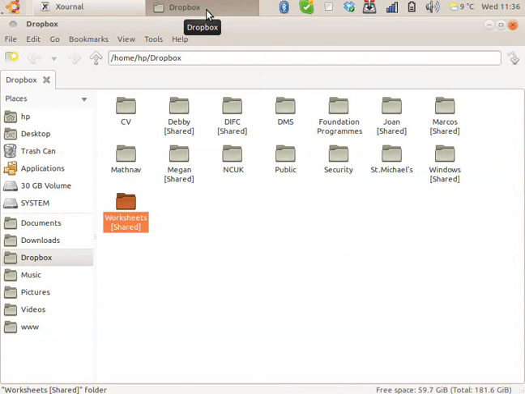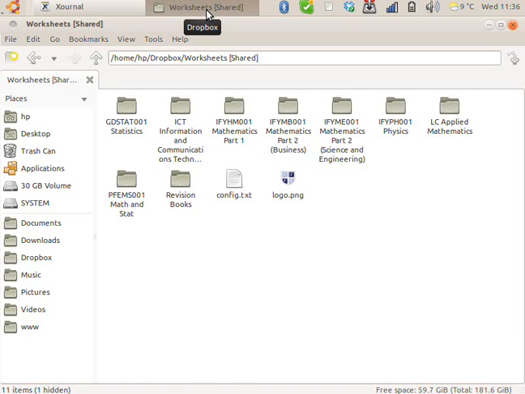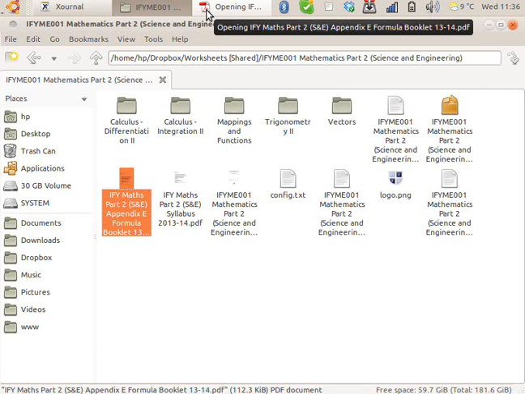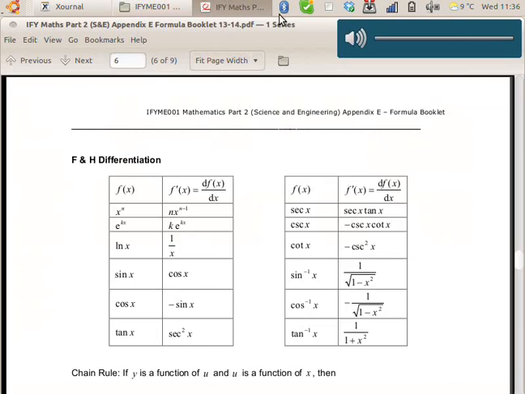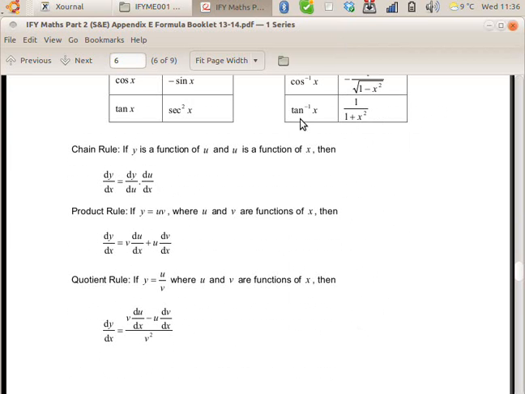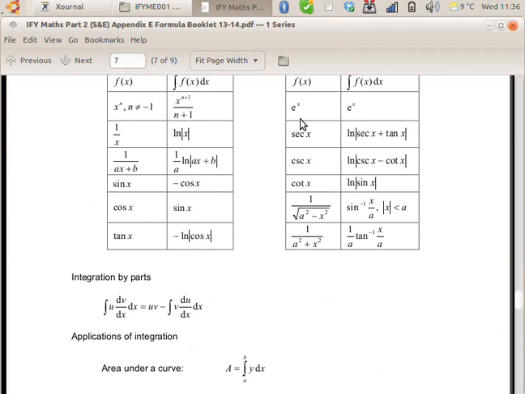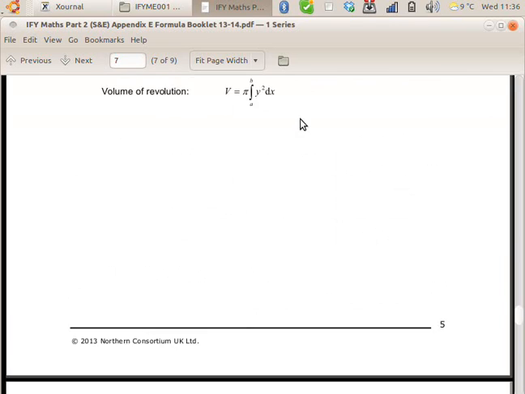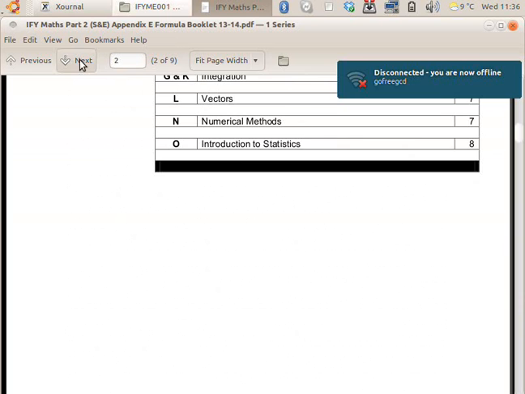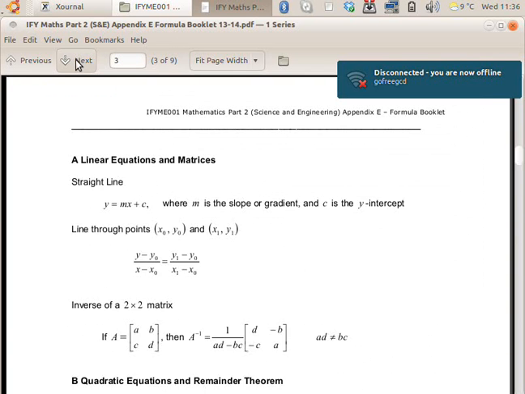Let's see. Formula book. There we go. That's the calculus rules. There's the vectors, trigonometry. Where are you? Trigonometry is E and J.